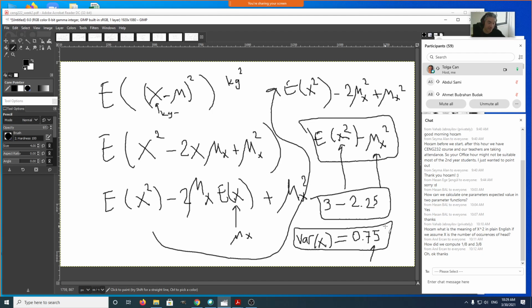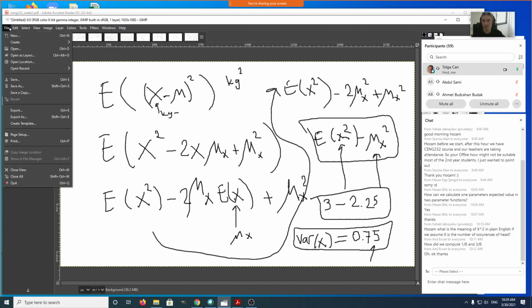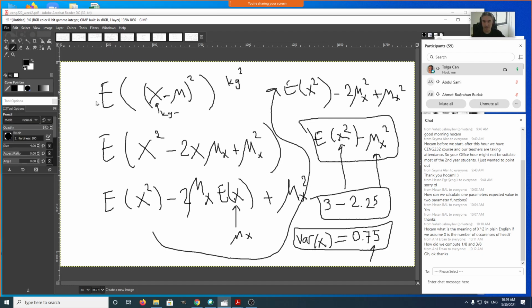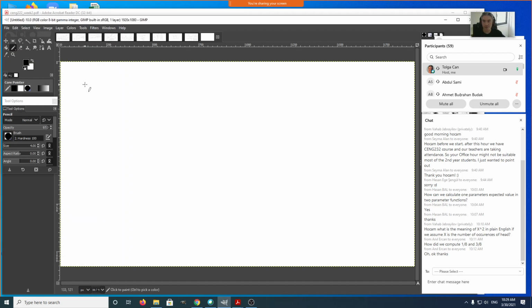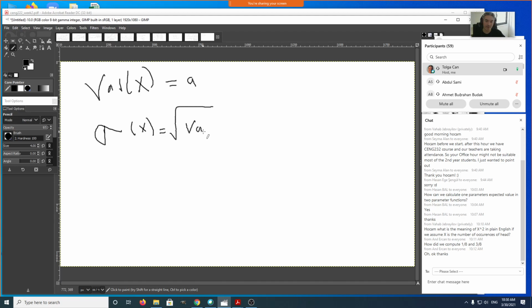So for 0.75, if you take the square root, it gives you what you probably know as the standard deviation. This is what standard deviation is, the square root of the variance. If the variance of x is something, for example a, the standard deviation, usually indicated by the lowercase Greek letter sigma, is the square root of the variance of x, and its units will be the same as the units of your random variable.